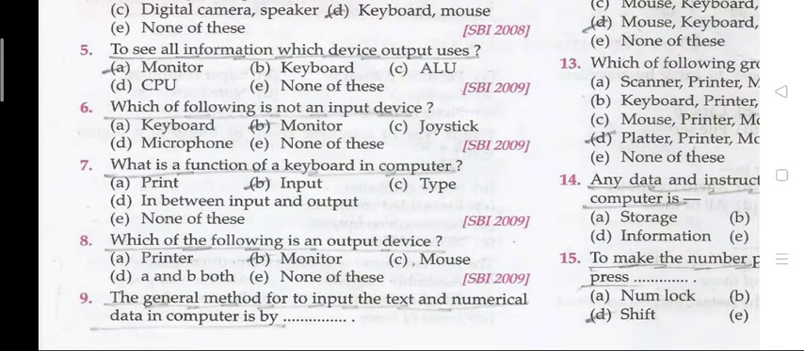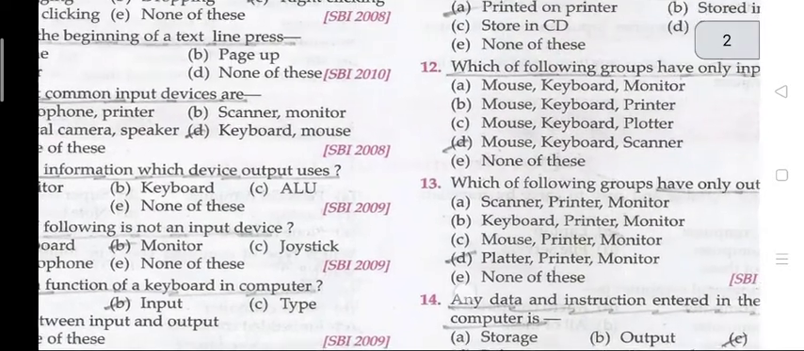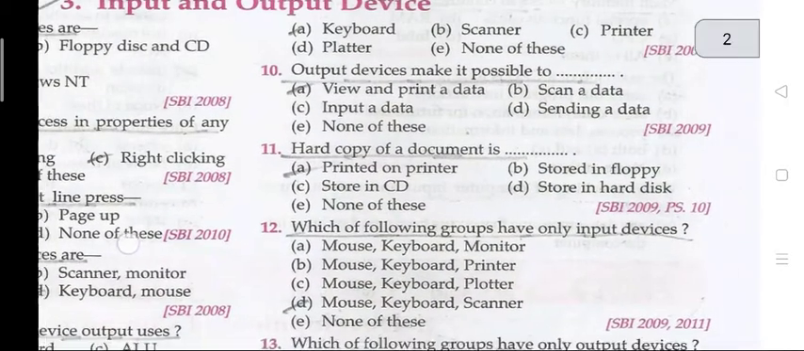Which of the following is not an input device? Monitor. What is the function of keyboard in a computer? Input. Which of the following is an output key? Monitor. Question number 9. The general method to input the text and numerical data in computer is by keyboard.